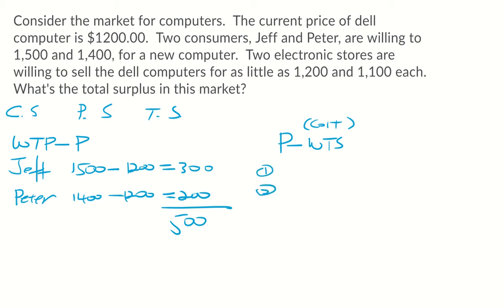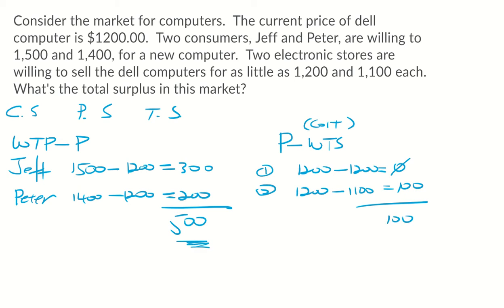So store 1, the price for the computer is $1,200, and then the WTS or the cost is $1,200. So it looks like for the first store there's no profit involved, and for the second store it's still $1,200 price, but the new WTS is $1,100. So there is $100 of producer surplus. So your total surplus, just take your consumer surplus plus producer surplus. That'll give you $600 of total surplus.